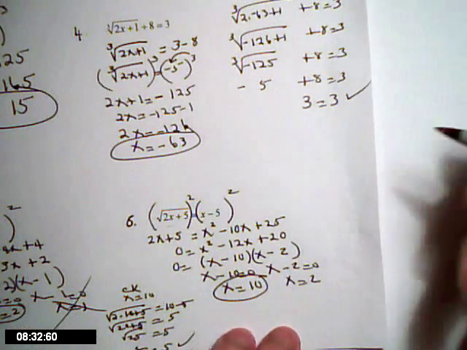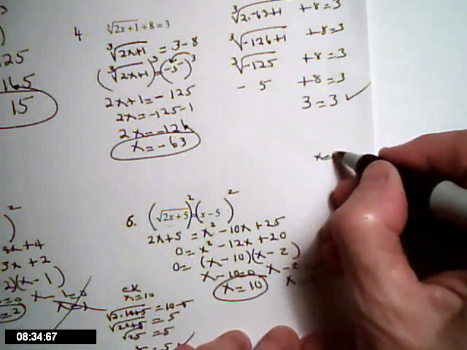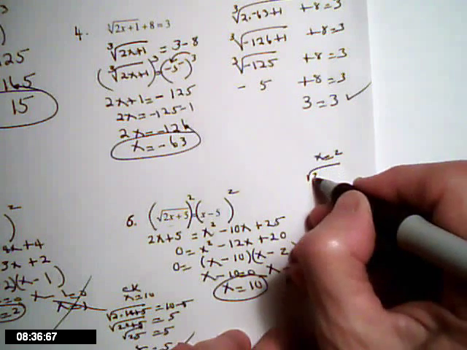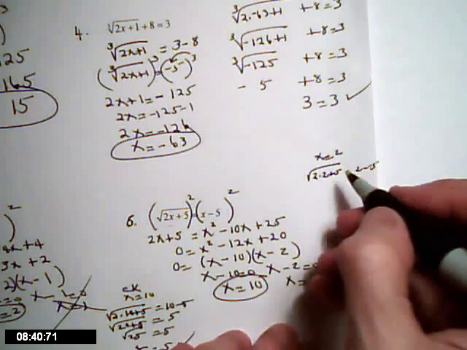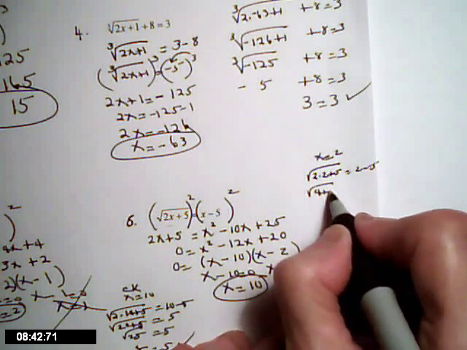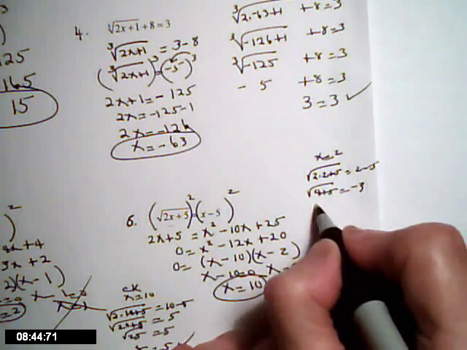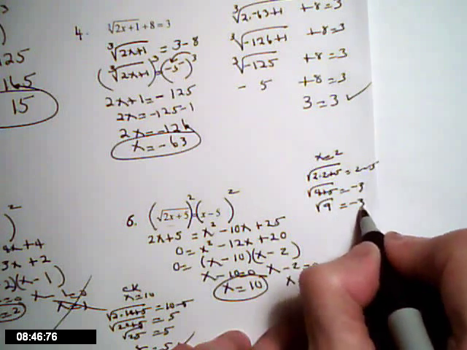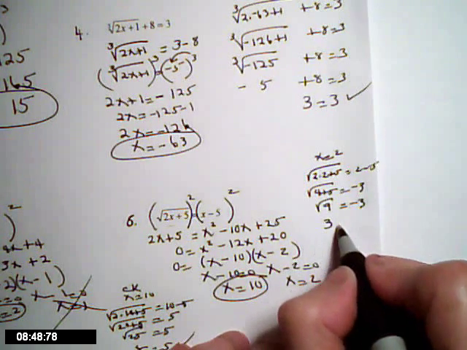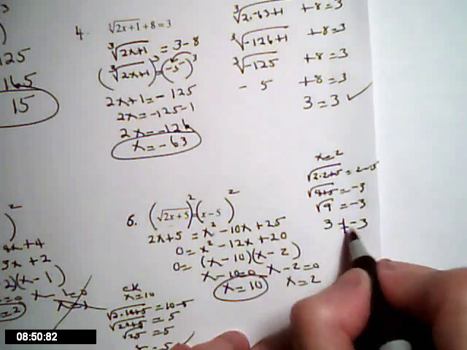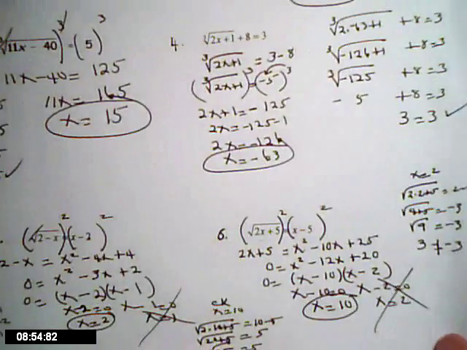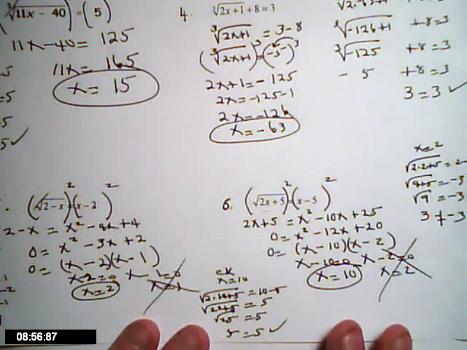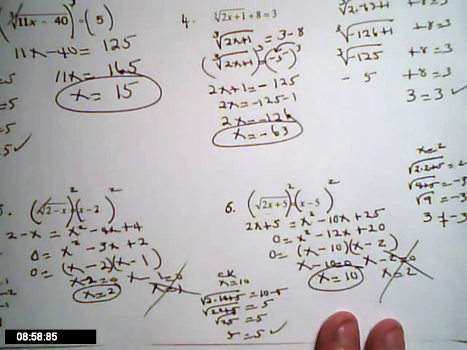Alright, let's check x equals 2. That'll be 2 times 2 plus 5 equals 2 minus 5. Or square root of 4 plus 5 equals negative 3. Square root of 9 equals negative 3. Square root of 9 is 3, which does not equal negative 3, so I have, again, an extra root. And the only one that you would mark as being correct in your homework would be 10.